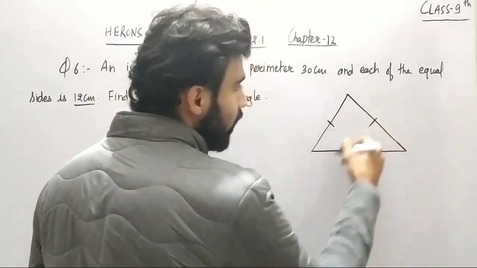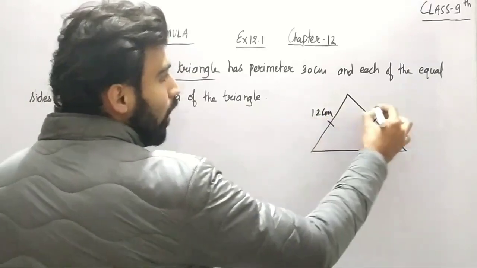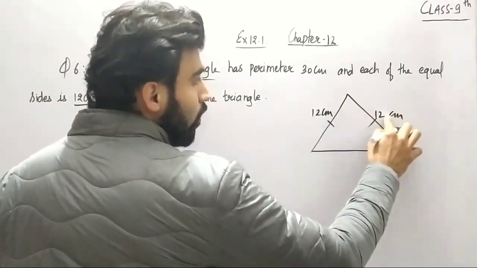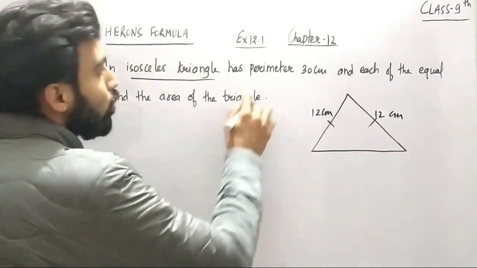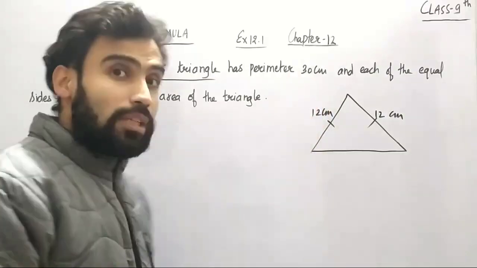So here you can see if I just take these two sides equal, so हमें पता है कि इन दोनों की length कितनी है, 12 centimeter each. That is given to us in the question. You can see here. Now also the perimeter of this triangle is given to us as 30 centimeters.